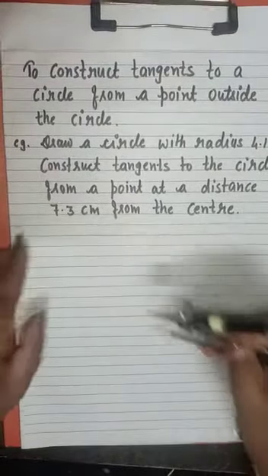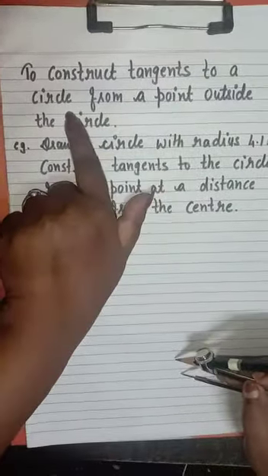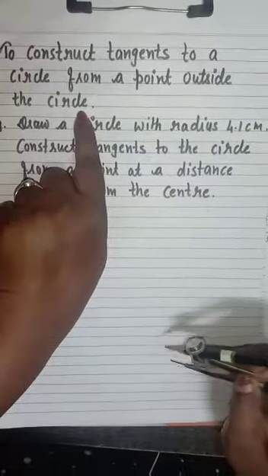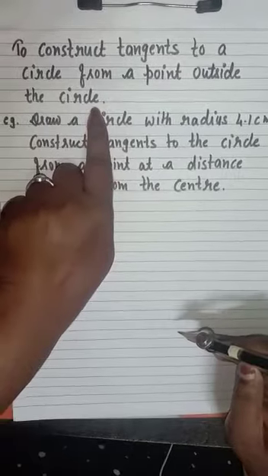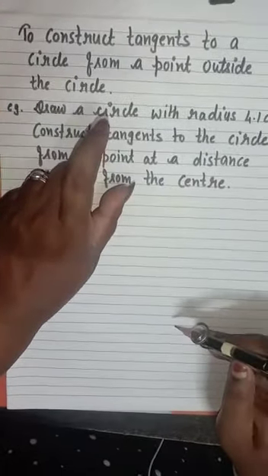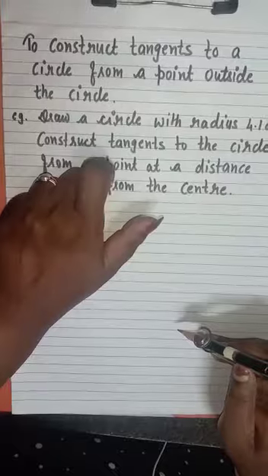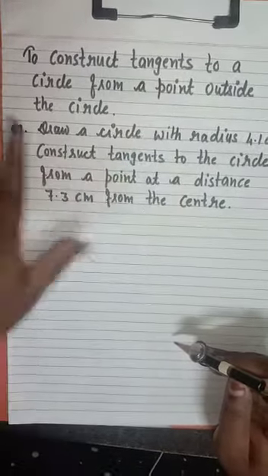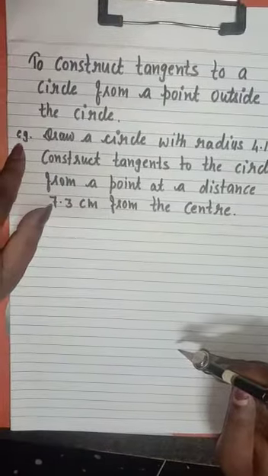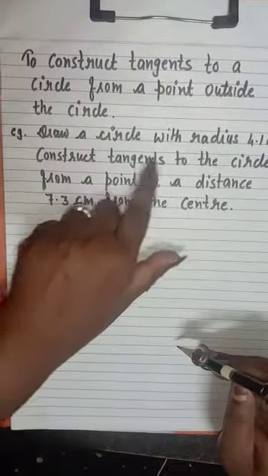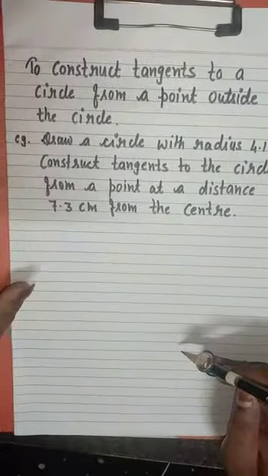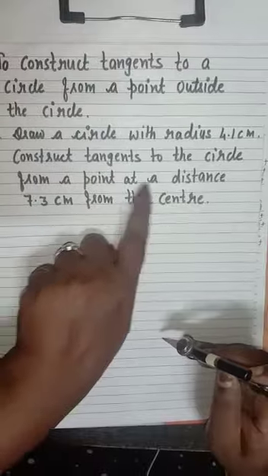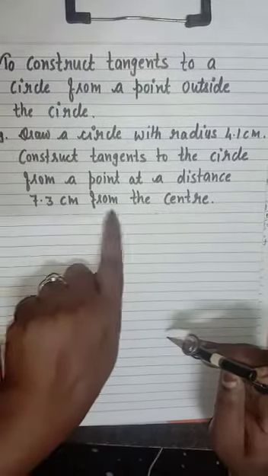I'm going to explain how to construct tangents to a circle from a point outside the circle. In my previous video you learned how to construct a tangent when the point is on the circle. Now we are going to learn how to construct tangents when the point is outside the circle, with the help of an example. Draw a circle with radius 4.1 centimeter. Construct tangents to the circle from a point at a distance 7.3 centimeter from the center.